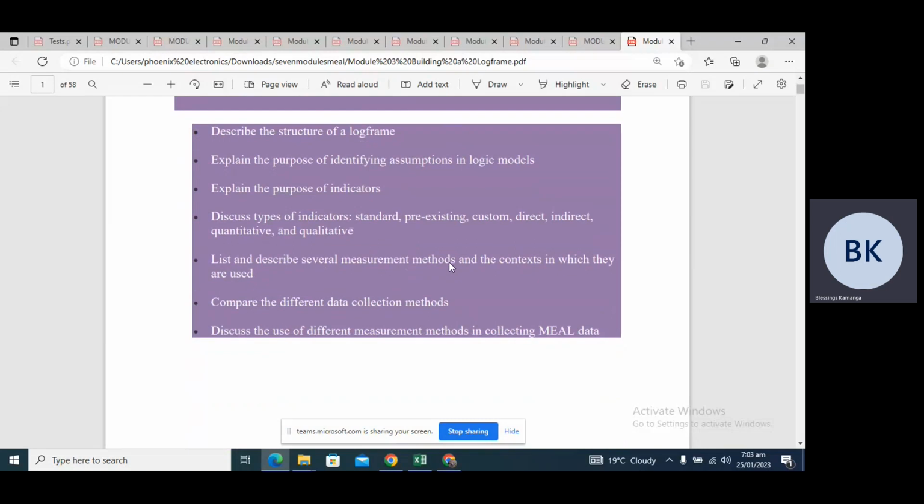So we'll be learning what the structure of the logical framework is. We'll also explain the purpose and identify assumptions in the logic models. We'll also look at the indicators as well as the types of indicators that we have. We'll then be looking at the measurement methods and the context in which they're used, and then compare the different data collection methods. And then finally, we'll use different measurement methods for collecting MEAL data.